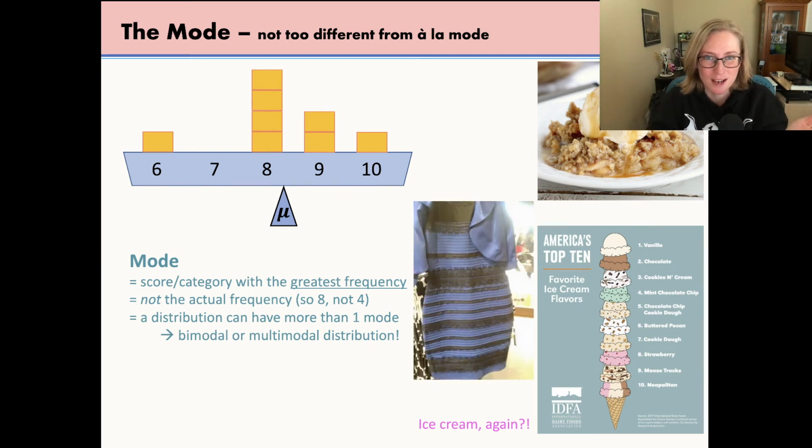Something like the dress, how do people view the dress? That would also be a bimodal distribution. Mainly because there's no other guesses, like either it's blue and black or it's white and gold to you. Most people wouldn't see this as like pink and green or something.